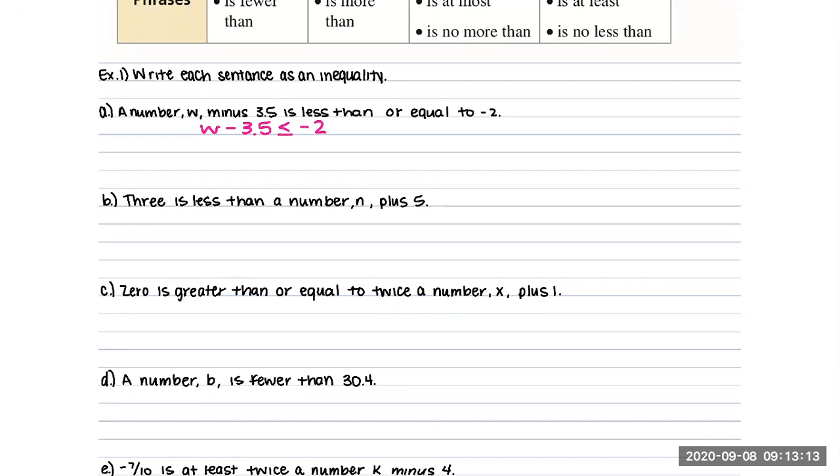For B, we have 3 is less than a number n plus 5. So when we write this, we can just do 3 is less than n plus 5. For C, we have 0 is greater than or equal to twice a number x plus 1. So 0 is greater than or equal to twice a number x. We're going to use x, so 2x plus 1.